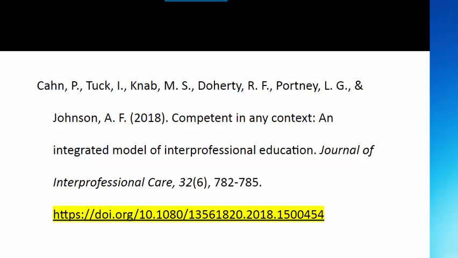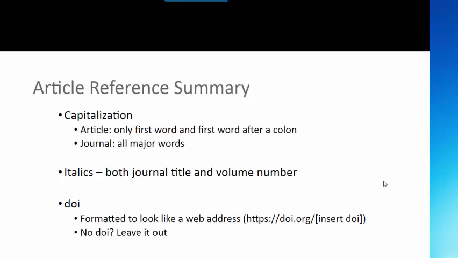Okay, that was a lot, so let's summarize some of the weirder and finickier bits. Capitalization. Remember the different capitalization between article title and journal title. The journal title is capitalized the way we normally would think it would be, but the article title only capitalizes the first word and then the first word after the colon, if there is one.